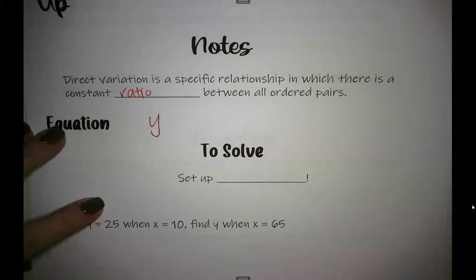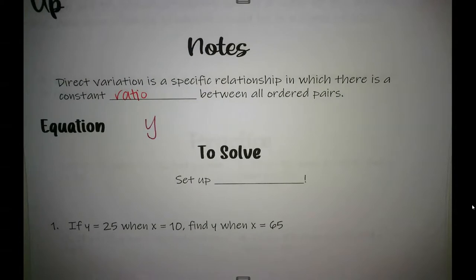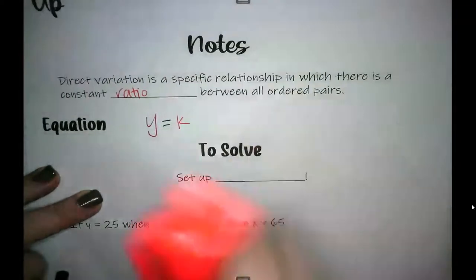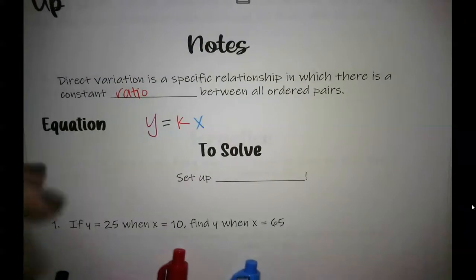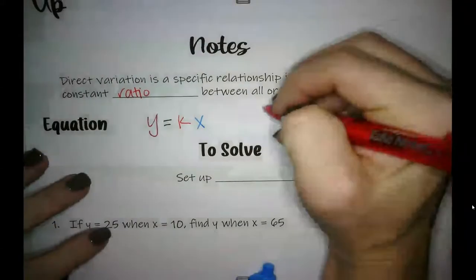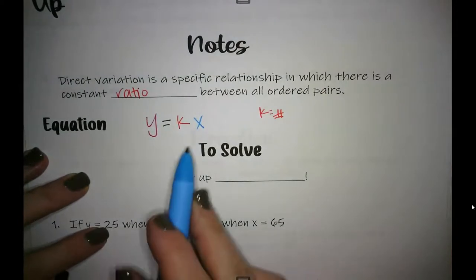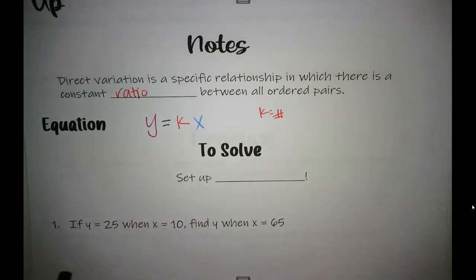y equals kx. And k is just some number that would be given to us. Remember, our x is our input and our y is our output.